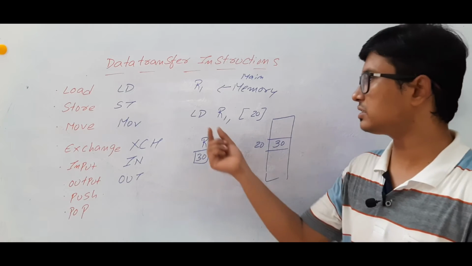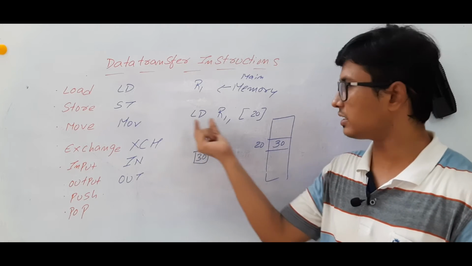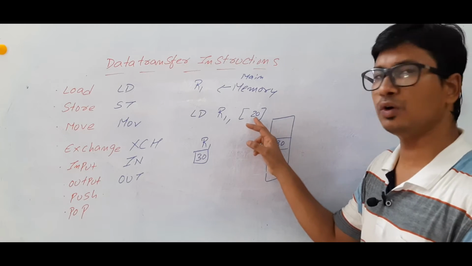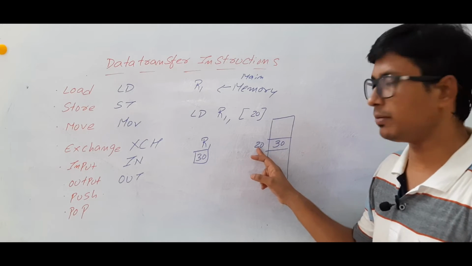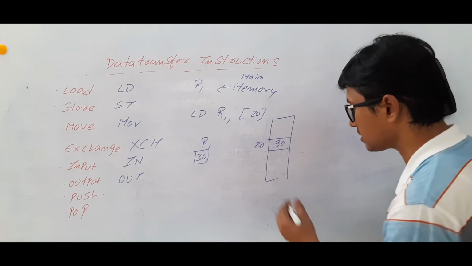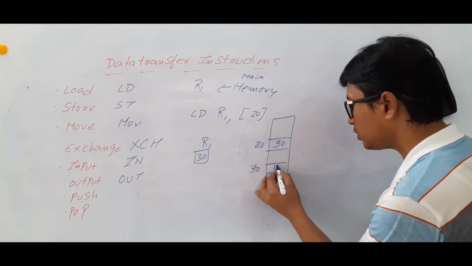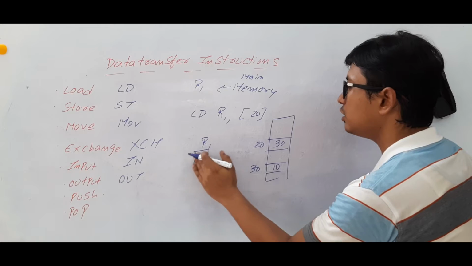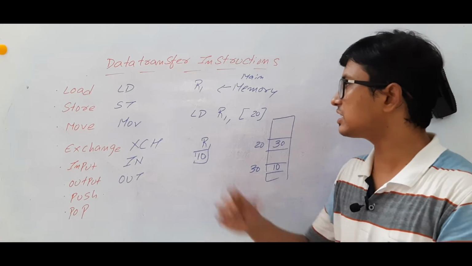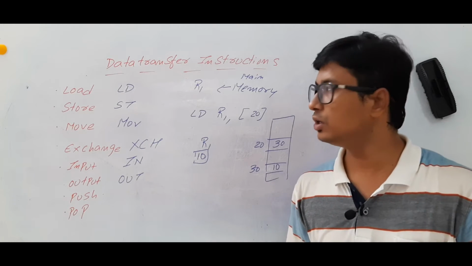Why am I saying that this instruction will vary based on the addressing mode? If it is an indirect address, then what will happen? First it will go to address 20 in the main memory. Whatever value is there, 30, is not the value but the target address. So you will go to address location 30. Let's take that the value 10 is there. Then that value 10 will be loaded into the R1 register. So this instruction depends on what addressing mode you are using.